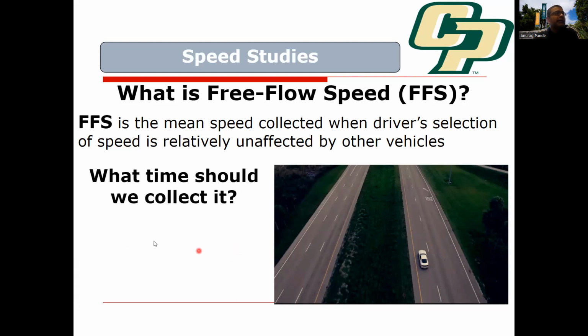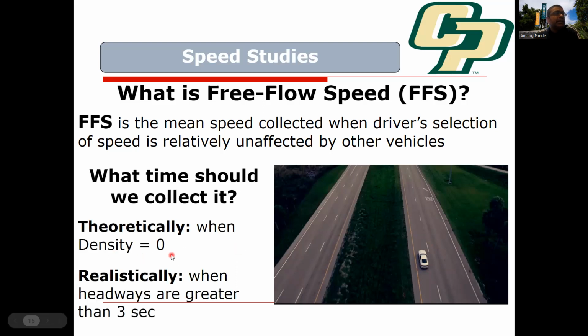So what time should data be collected? Typically when the density is close to zero. Traffic density means how many vehicles per mile, as close to zero as possible. But obviously if there is zero density, there are practically no cars on the road, and that might be hard to find. That might only happen around midnight or so.